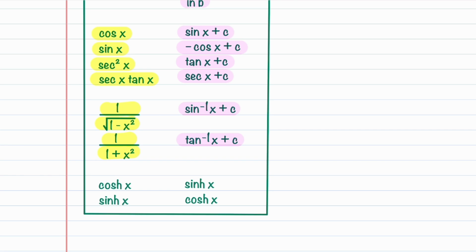And then for completeness, I put down two hyperbolic functions, cosh and sinh, and their antiderivatives are sinh x and cosh x plus c.